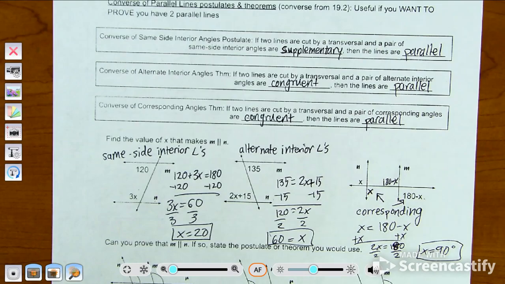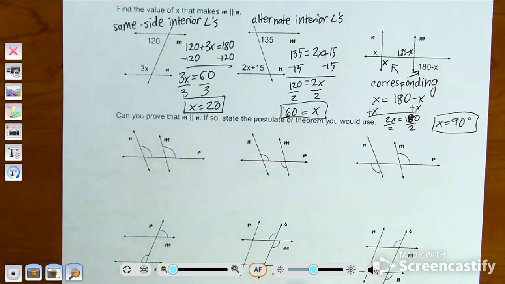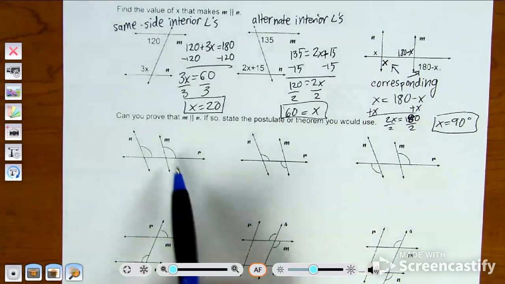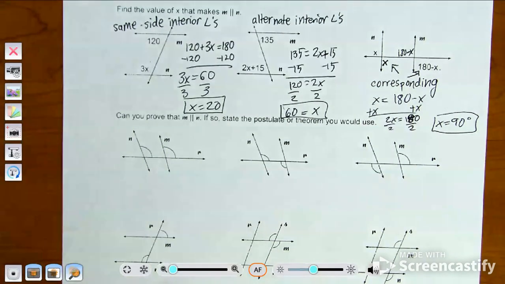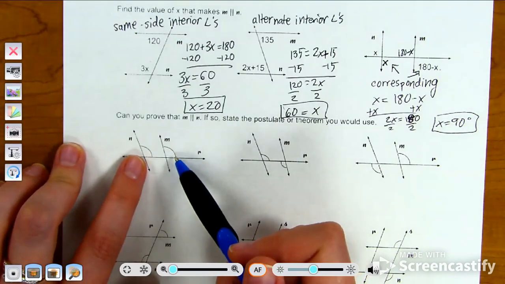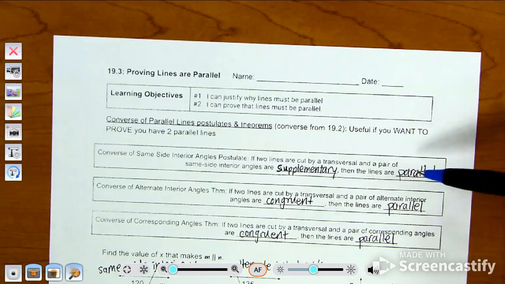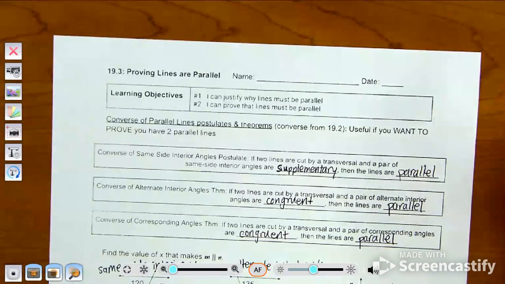Other times you might be given more abstract drawings like what we see down below. So down here, we have several different scenarios. So we're not told specific angle measures, we're just told that they are parallel to each other. So again, we're trying to figure out if we have parallel lines. So I want to look at the angle measures or the angles that are identified and decide if they fit into any of these situations. If they meet any of these situations, that's the only way we can tell that we have parallel lines.